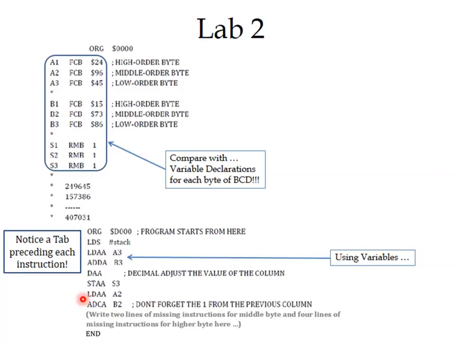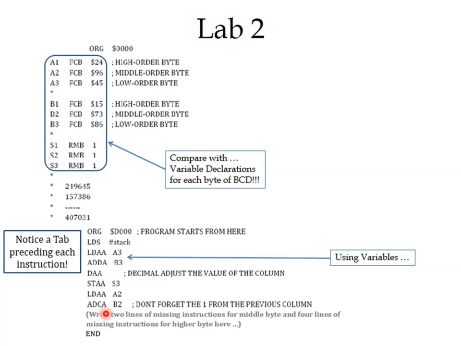Now let's handle the middle byte. How do we do the middle byte? We add A2 and we add B2, right? A2 and B2 are the middle bytes. A2 means, if I go back, 96, and B2 means 73. So we are adding 96 and 73, the middle bytes. But do you notice the difference? This time we are using a different instruction for addition, which is ADCA.